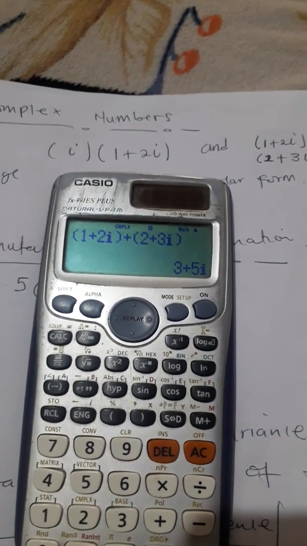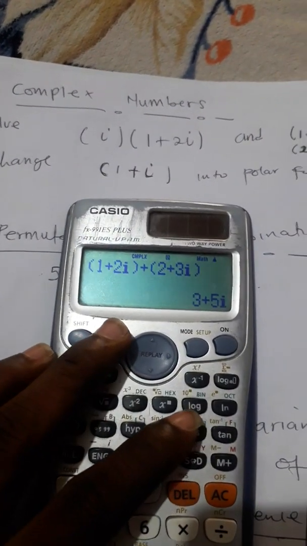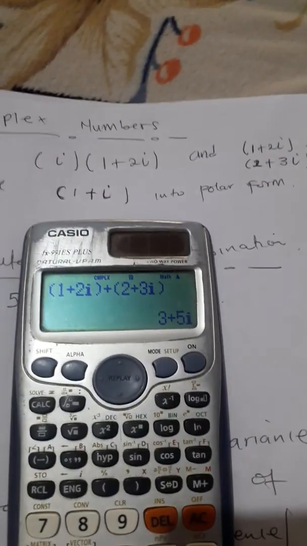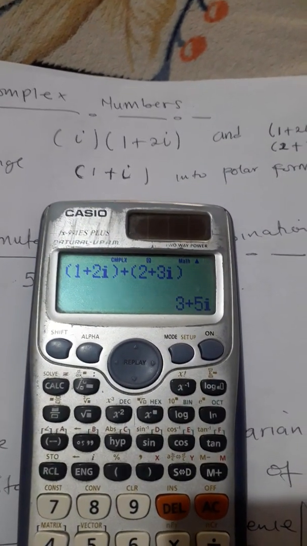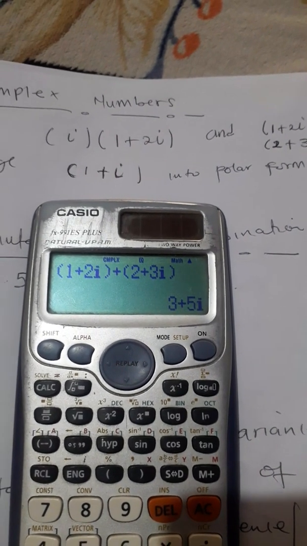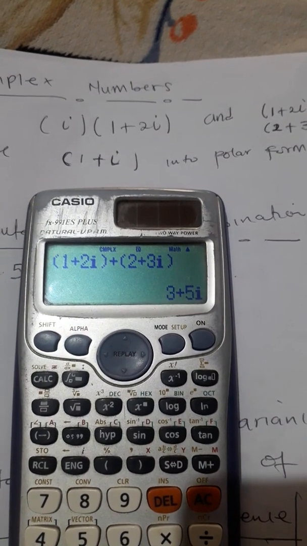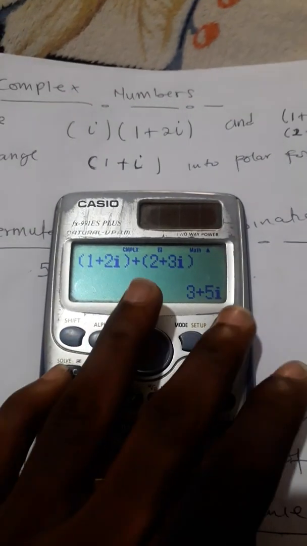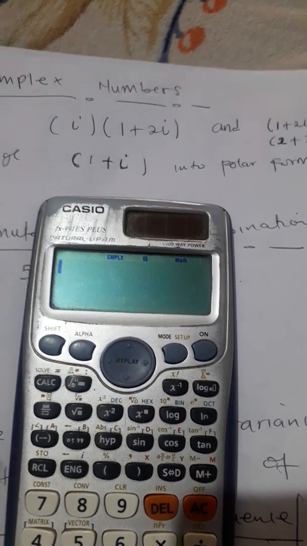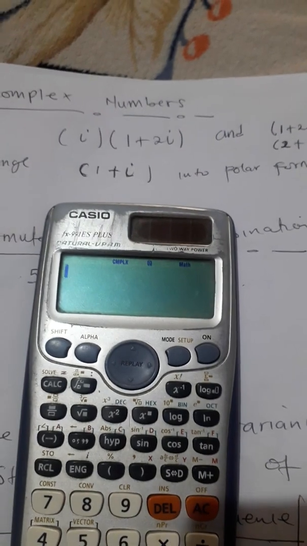Let's say I have a complex number and I want to change it to polar form, which is r into bracket cos of theta plus i sine theta. If you know the theta and the r, you'll be able to write it, so we always calculate for our r and our theta. But let's say I don't want to stress myself by calculating for the r and the theta.